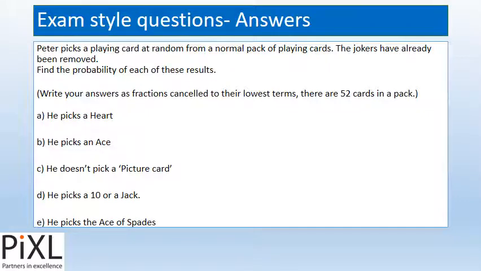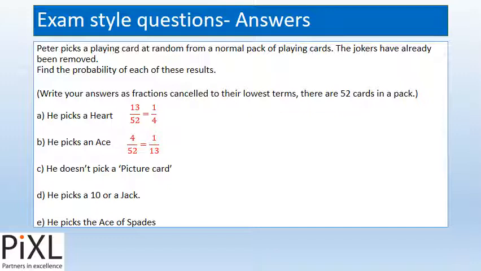Okay, knowing that there are 52 cards in a pack is really important for the exam because they could ask you this without telling you that information. So the probability that Peter picks a heart, well, there are 13 hearts in a pack out of 52, which means there's a quarter. An ace, there's one ace in each suit, so there are 4 out of 52, which is 1 over 13.